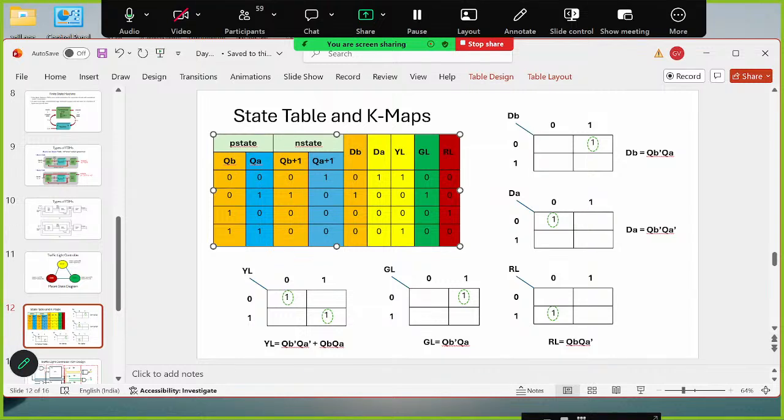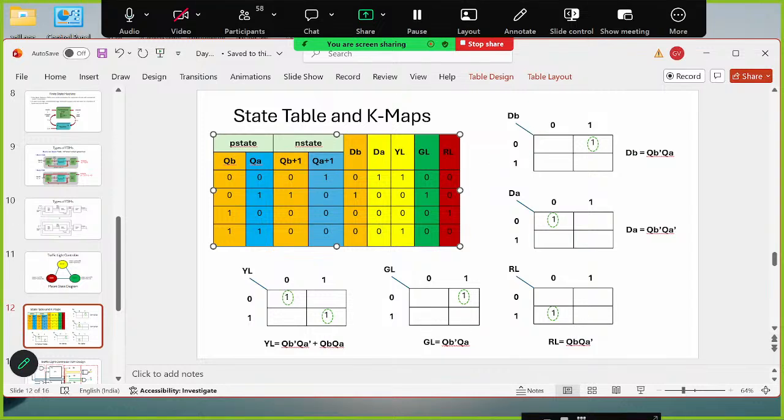whatever may be the present state output. So that's why I have copied the same thing over here. Similarly, for the second flip-flop, I have copied the same thing over. Now I have got logic for my D flip-flops. And this is the transition table, state table, which I have created. Okay.